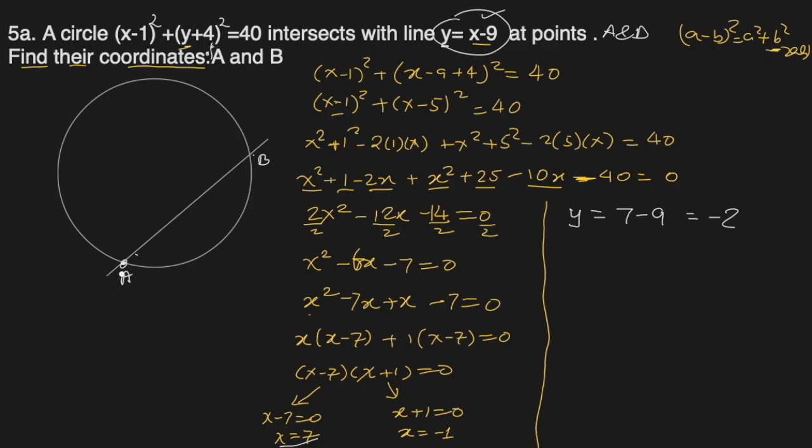So the first point is, which one is bigger? This one. This one will be 7, minus 2. 7 is x coordinate, minus 2. Second, this was when x was equal to 7. Now x is equal to negative 1. So y is negative 1 minus 9, which is negative 10. And that makes sense. Minus 1 is the smaller one, it is lower, and the line is going up, so its gradient is 1. Yeah. So these are the coordinates of points A and B.